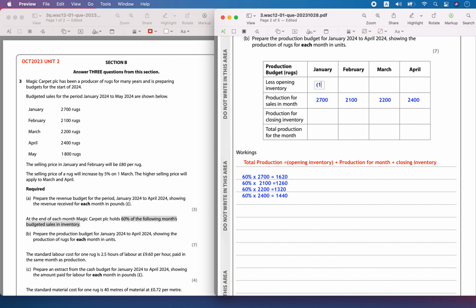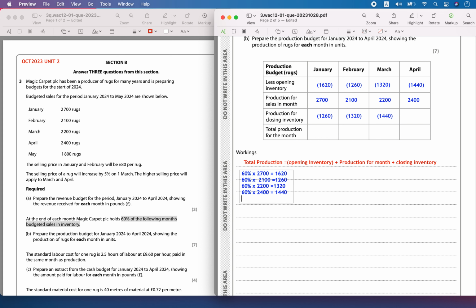Less the opening inventory, so they would have held minus 1620. Then minus 1260, then 1320, and then 1440. Now the opening inventory is going to be the closing inventory of the previous month, so I'm just going to put it here. The closing inventory of the previous month is going to be the opening inventory of the next month.